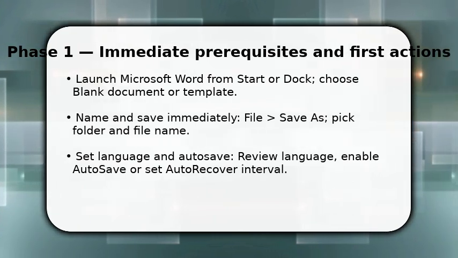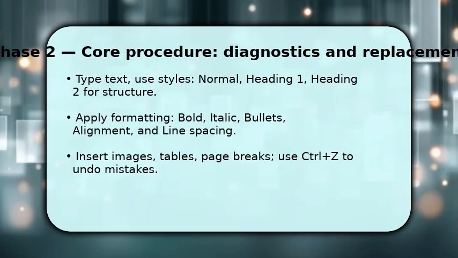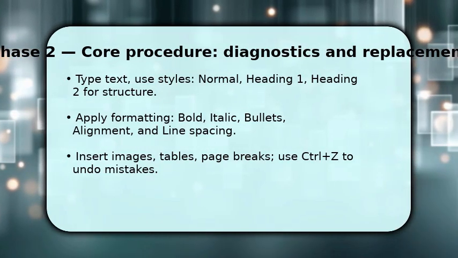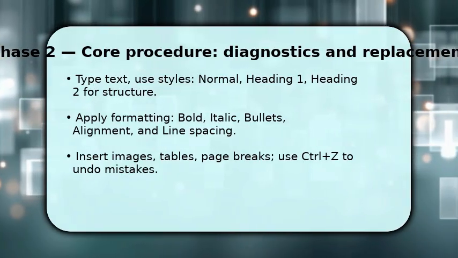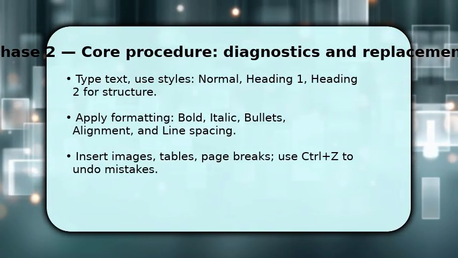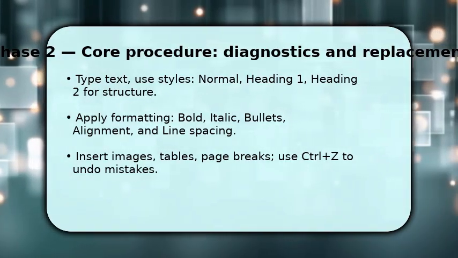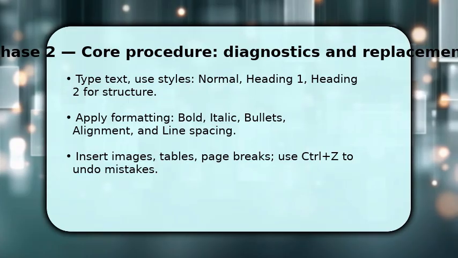You now add content and shape it so readers understand your point. Use heading 1 and heading 2 for hierarchy because Word uses those for navigation and consistent formatting. When applying bold or bullets, think about emphasis versus structure. Headings help generate a table of contents later.